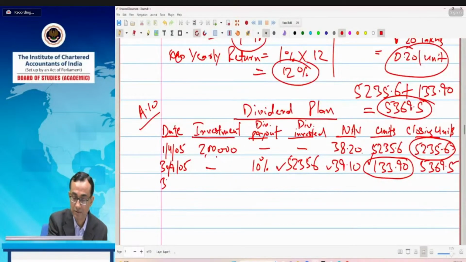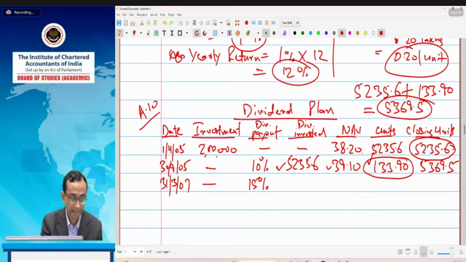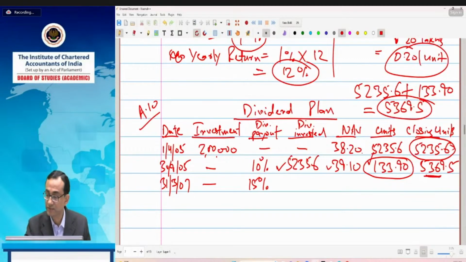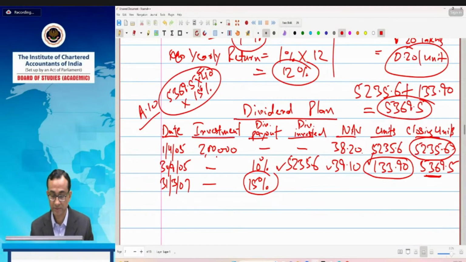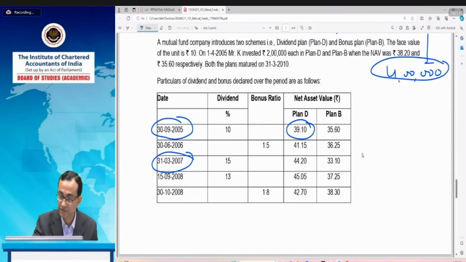31/3/2007, dividend payout 15%. How is the dividend reinvested calculated? By the same method, that is this 5369.5, the closing balance, multiplied by 10, rupees 10 is the unit value, into the dividend rate, 15%. So this way the dividend as on 31/3/2007 will be calculated. If you calculate it, it will arrive at 8054.25. Now what is the NAV on that date, 31/3/2007? NAV is 44.2.